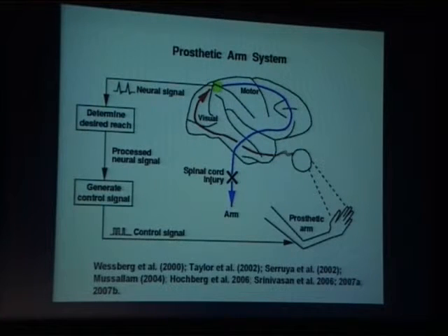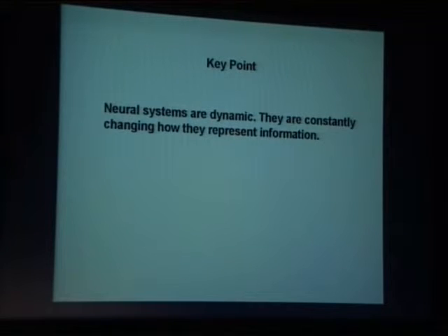And our argument is that algorithms something like this, or that have this more dynamic spirit, are what should be used. It's typically not what's done, right? So the key point: the neural systems are dynamic, and they constantly change how they represent information. So this is what I want to show you now.